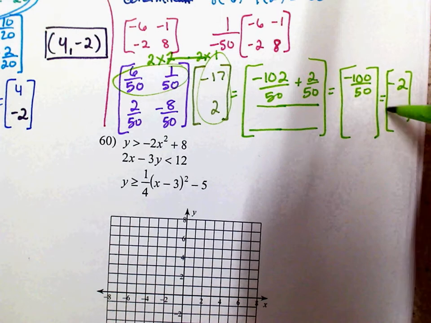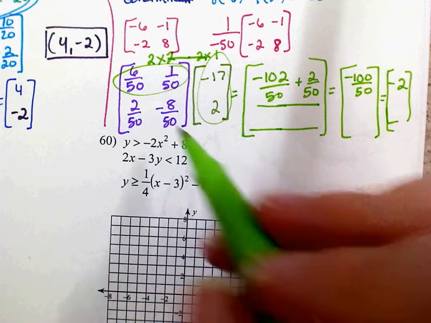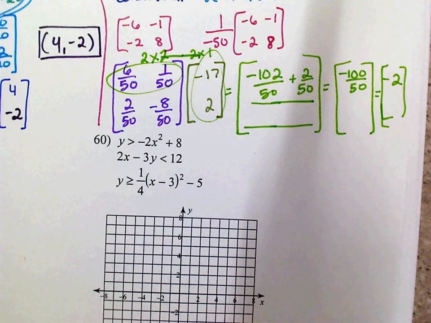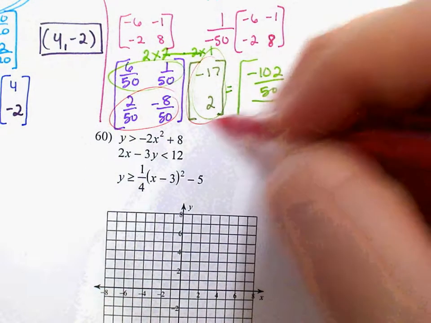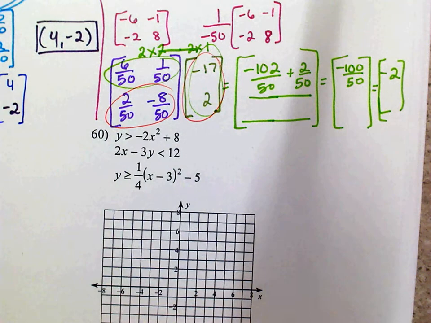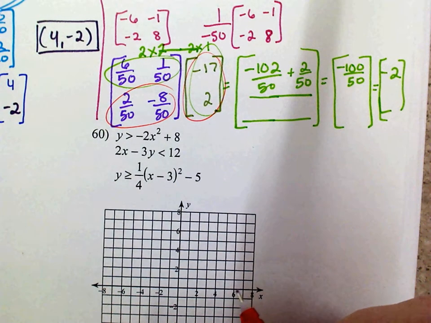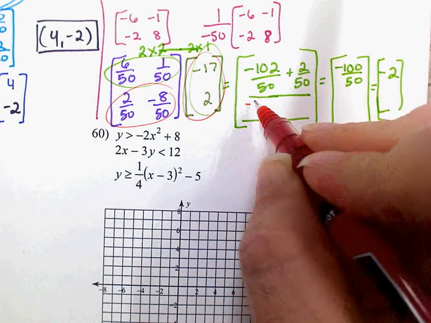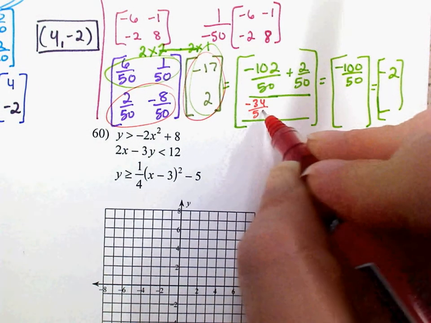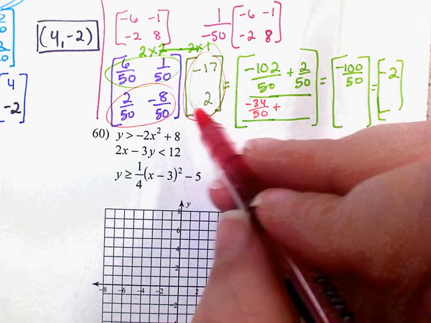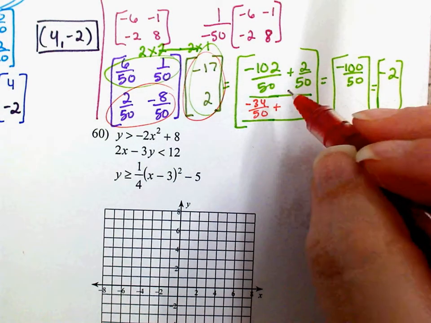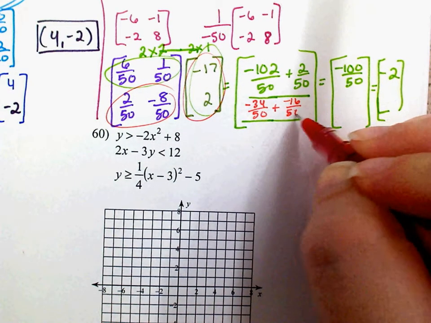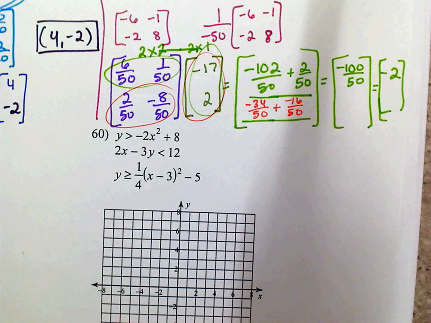Okay. Now let's do this one. Row by column. I've got the bottom row times this column. What's 2 times negative 17? Negative 34? Is that right? Negative 34/50ths plus, what is negative 8 times 2? Negative 16/50ths. What's negative 34/50ths minus 16/50ths?